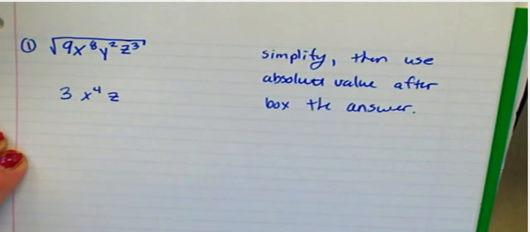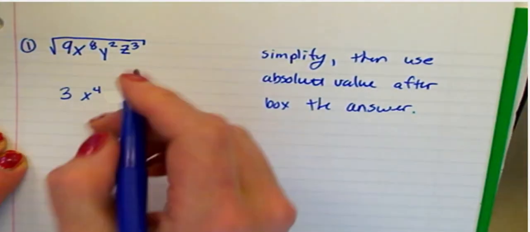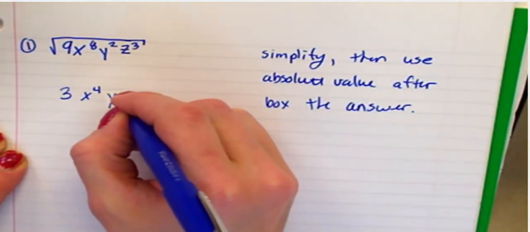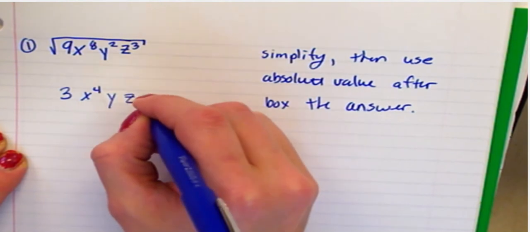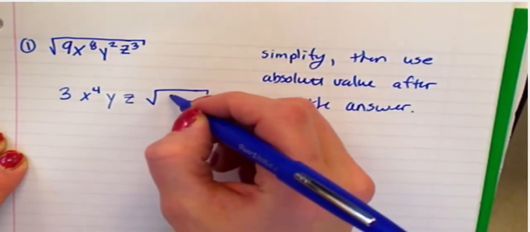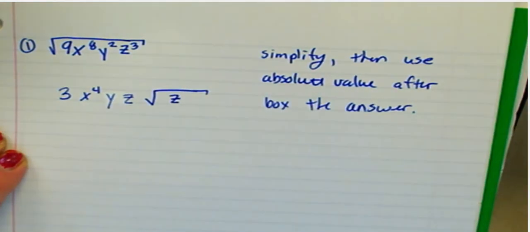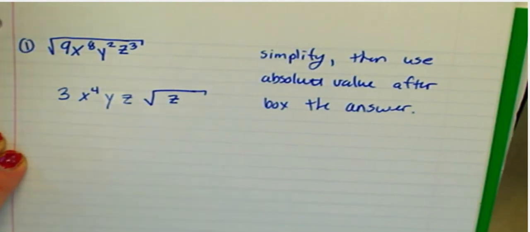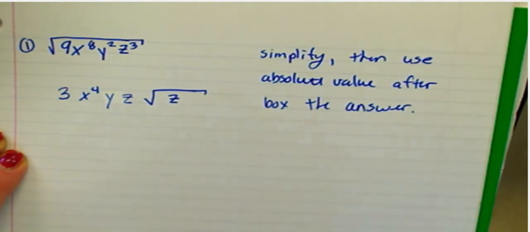Oh, wait. Forgot my y. Just z. Okay. There's my simplified answer. Now I go back and I ask myself the questions. Wait, would x squared still be in the root? No. Because x fourth is 16. No, you multiply the exponents.